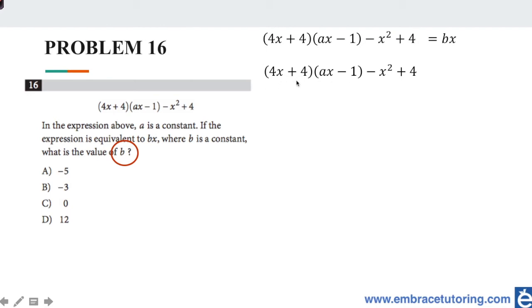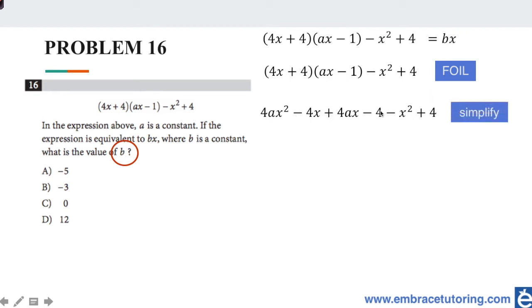So if I actually FOIL these things out and simplify, I'll end up getting my 4ax squared minus my 4x plus 4ax minus 4 minus x squared plus 4. And remember, all of this is equivalent to bx. So what I first want to do is simplify my like terms, right? My minus 4 and my plus 4 will end up canceling, and I get 4ax squared minus 4x plus 4ax minus x squared. I now can think to myself, okay, how do I group these terms? Because if I can figure out what goes in front of the singular x when I factor, then I can set that equal to b.